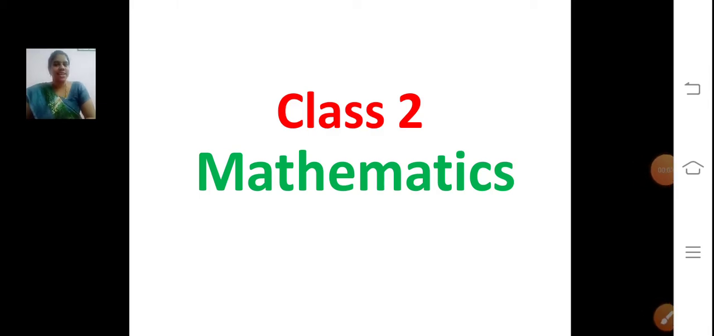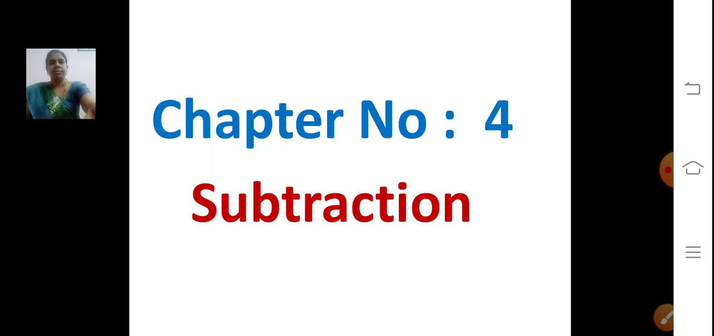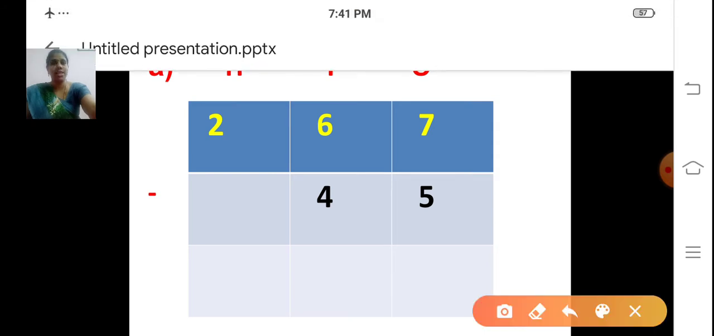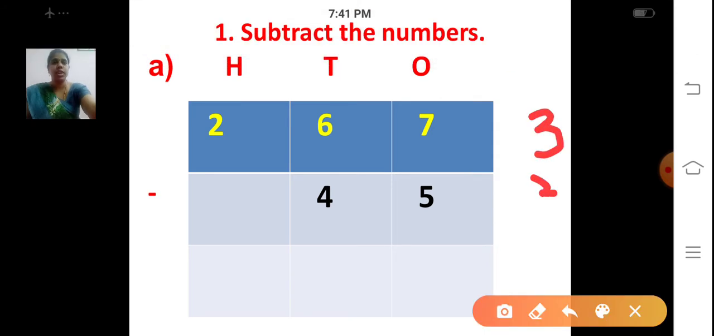In today's maths class, we are going to revise chapter number 4, Subtraction. So we are going to do some sums. I think you all know the properties of subtraction, right? When you subtract a number from itself, what will be the answer? When you subtract 3 minus 3, what will be the answer? 0, right? When you subtract a number from itself, the answer is 0.